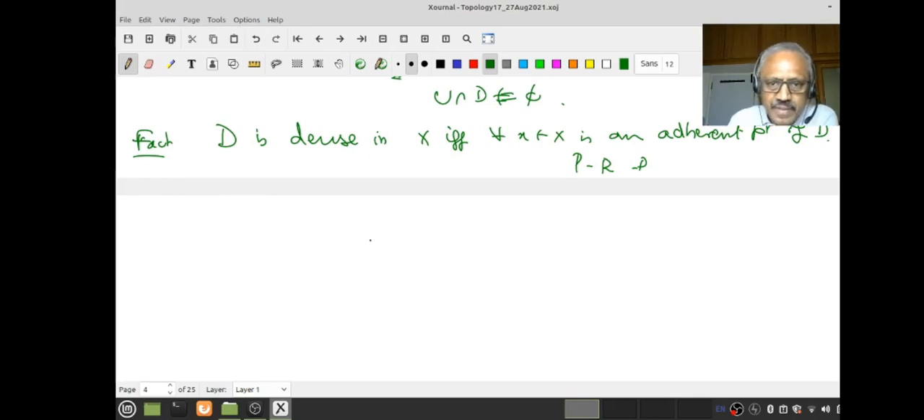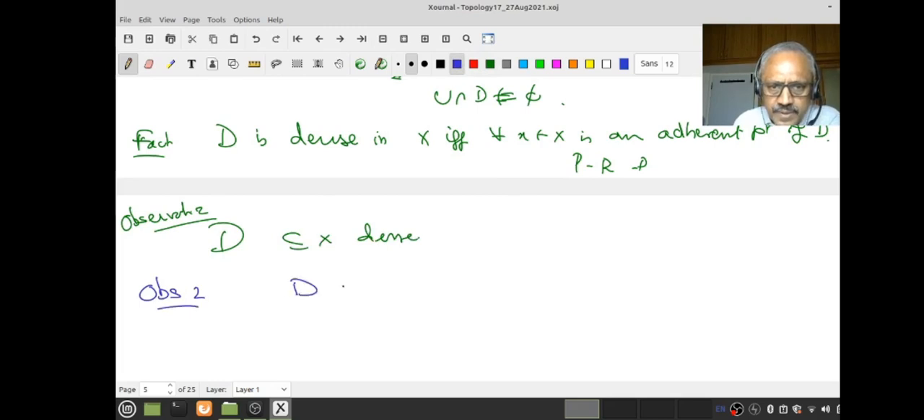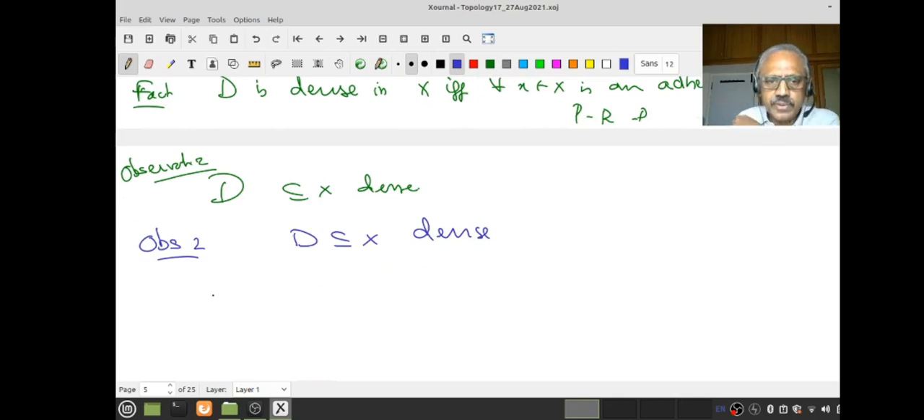Let's get to it. Now let D be dense. This is the second observation. Observation 2: let D in X be dense. Then what did we know? Then by fact 1, what do I know? Fact 1 implies every X in capital X is an adherent point.